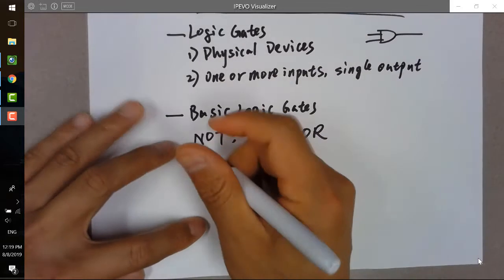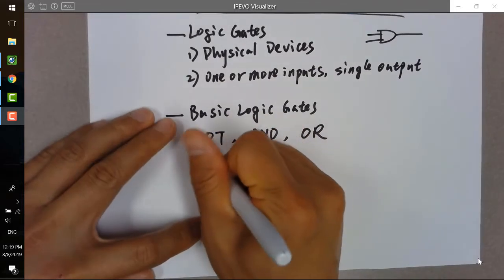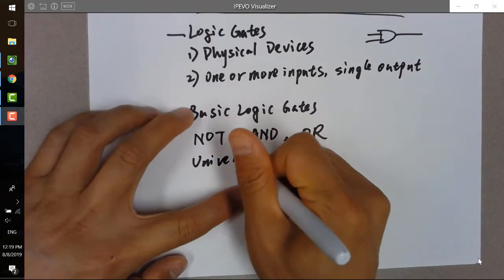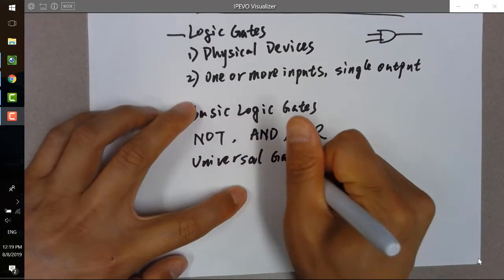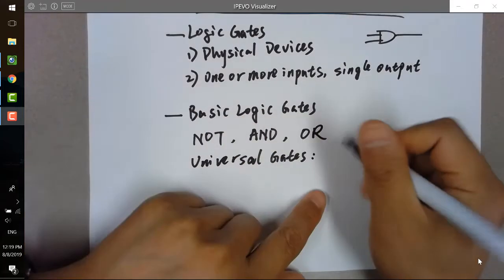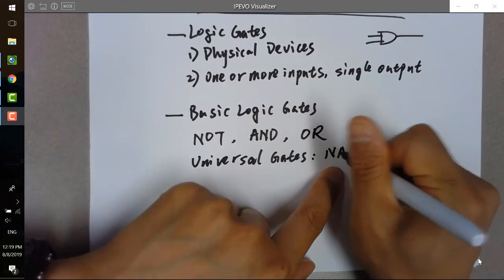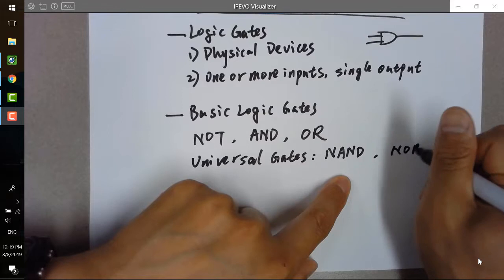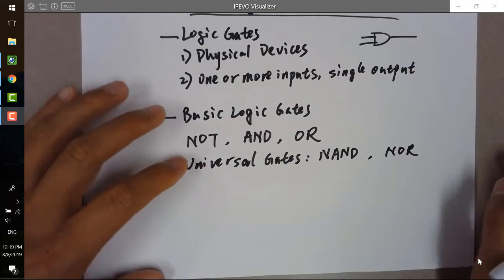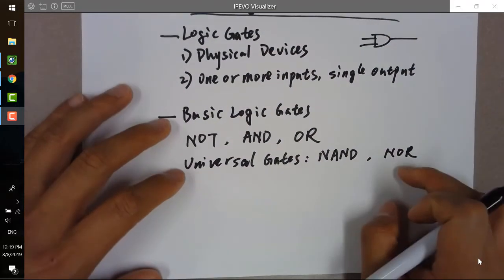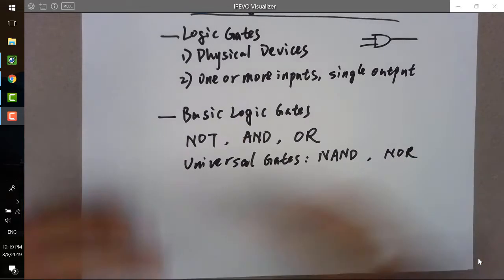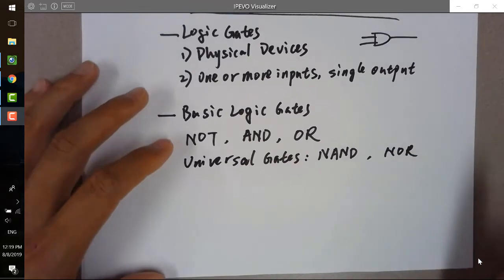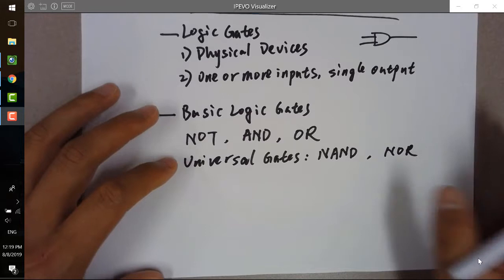And there are several universal gates. One is called NAND, another one is called NOR. Which means in a real circuit, people are using NAND gates or NOR gates to build any kind of logic, to make the circuit design simpler or easier. Okay.